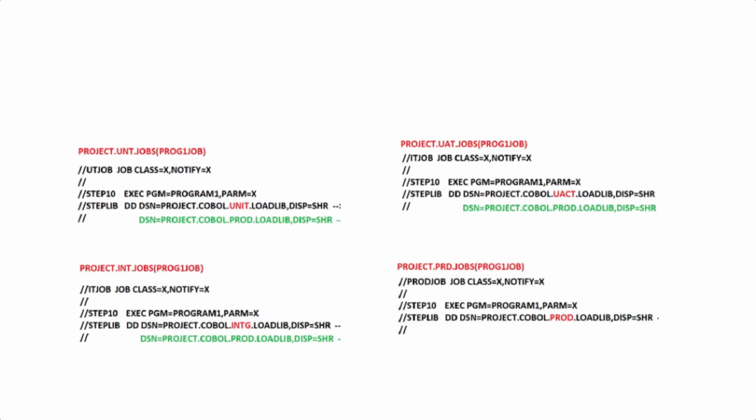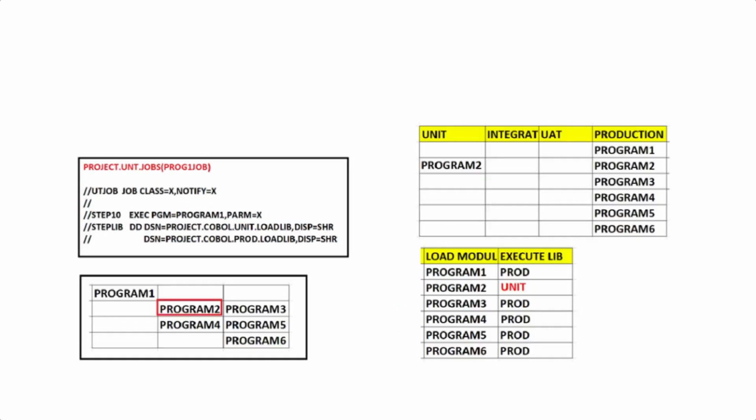This is what I explained before. If we retrieve only to the unit testing environment, the element will be in first priority from the unit. If it is not found in the unit load lib, then it will point to the production load lib. So in our case, program 2 will be in the unit testing region and will be picked up from the unit, and everything else will be picked up from the production region.